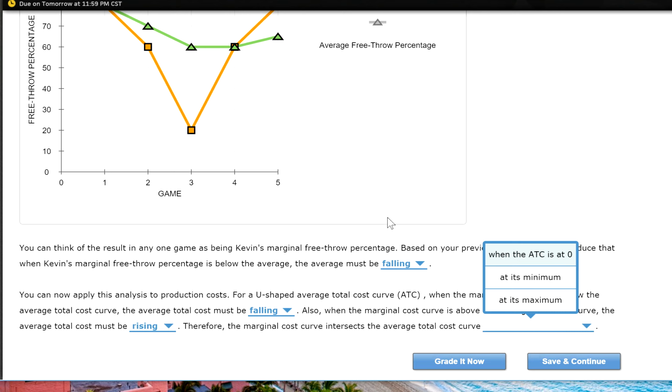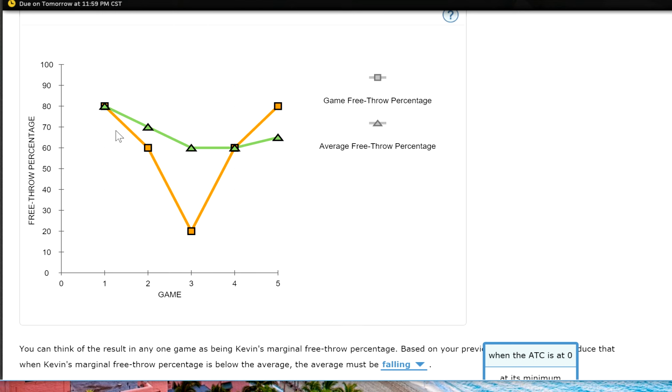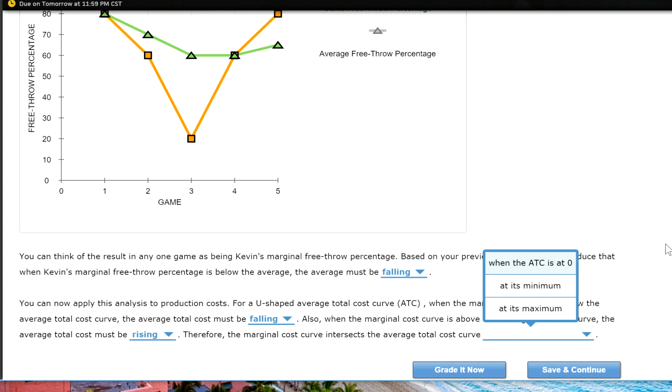So at this turning point, before this, when the marginal cost curve is below the average total cost, the average total cost is falling. But once the marginal cost curve is above your average total cost, the ATC is increasing. So this intersection is representing the lowest point of your ATC. So this will be the minimum.